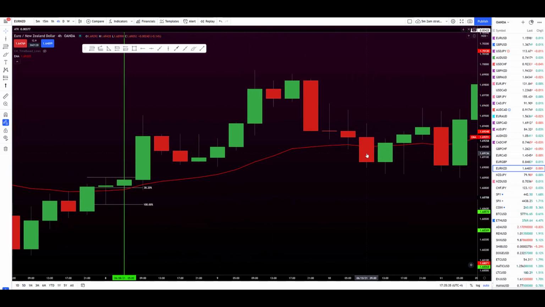We're now waiting for a cross back below. We get that cross back below. I got a question for you. Would this candle here be an entry? Hopefully you said yes. Here's the reason.